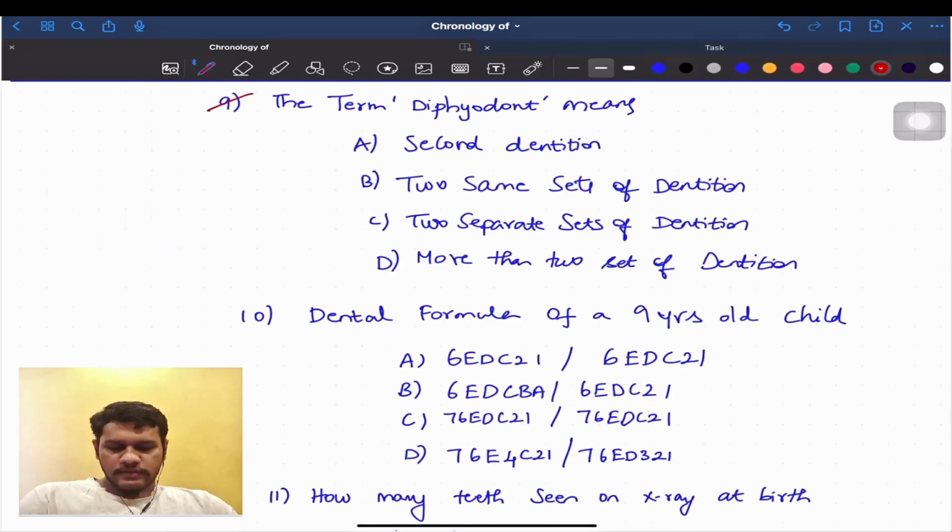Let's see the first question. The term diphyodont means, as I said in the video, di for 2. You see the options: second dentition? No, it's not the second dentition. Two same sets of dentition? No, two separate sets of dentition. More than 2 sets of dentition? No, this is not the answer. Diphyodont means there are 2 different sets of dentition, a primary and permanent dentition. So the answer is 2 separate dentitions.